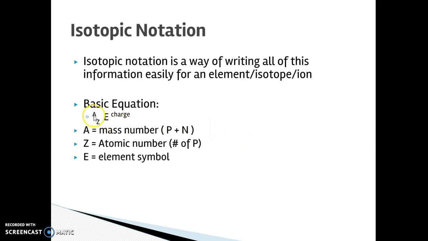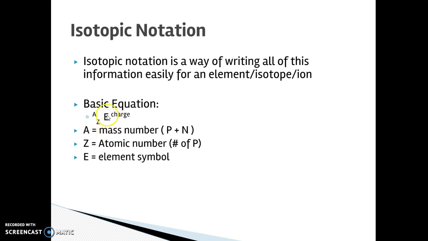So the basic equation is that you have numbers in the front, as superscripts and subscripts. The top number is A, your mass number. So your mass goes on top. Z is the atomic number, the number of protons, and that goes on the bottom. So your mass number goes on top, the bigger number first, and the number of protons on the bottom.